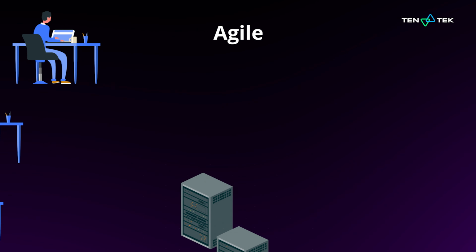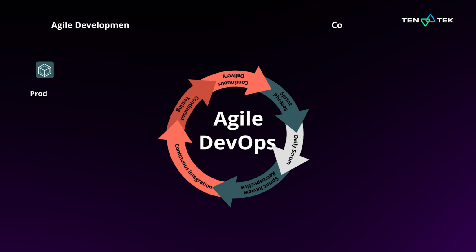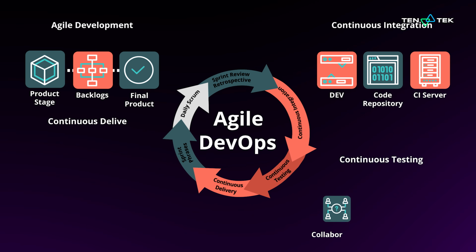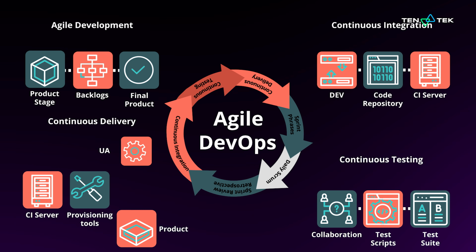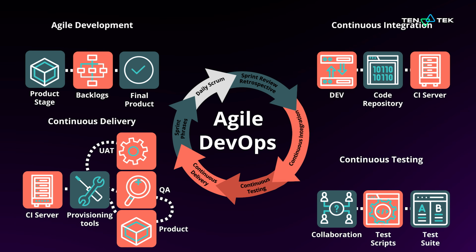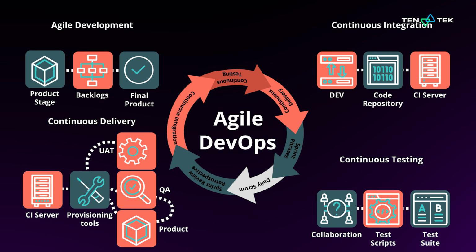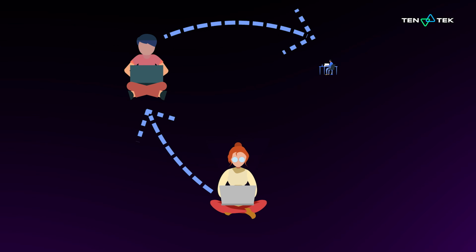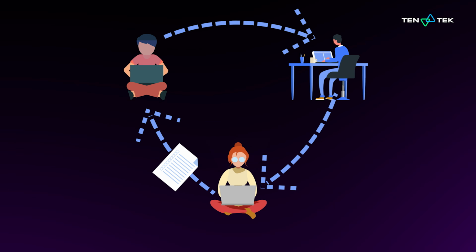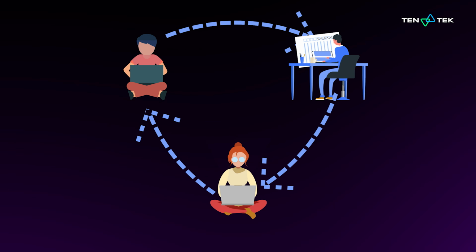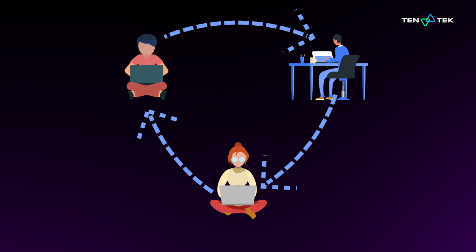DevOps and Agile often go hand in hand because Agile provides a framework for delivering value to customers in small increments, which results in faster delivery and better flexibility. Here's how Agile helps DevOps: faster feedback and delivery. Agile focuses on delivering small, functional components quickly, helping DevOps teams to receive feedback and make improvements faster.